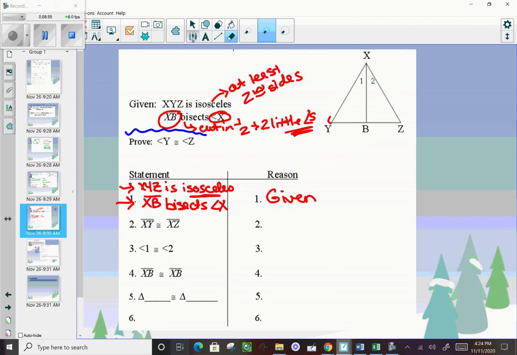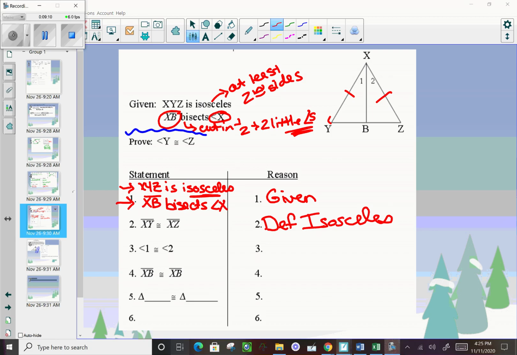So, why are those two sides congruent? Because it's isosceles. And when you say because it's isosceles, that's usually a definition. Because it's this word, you're thinking a definition whenever you say because it's this.